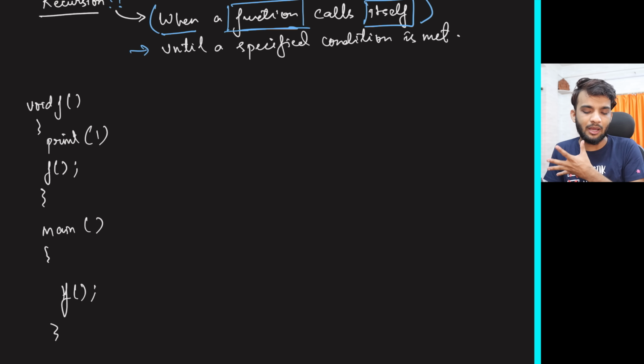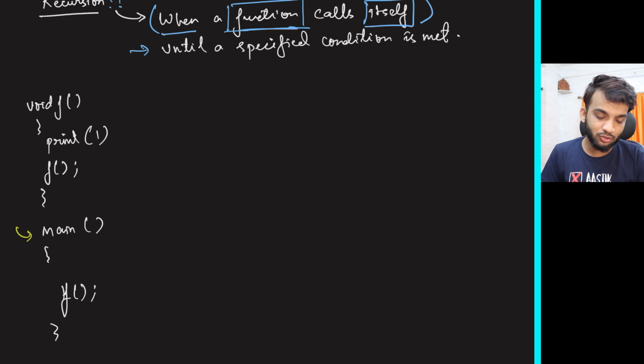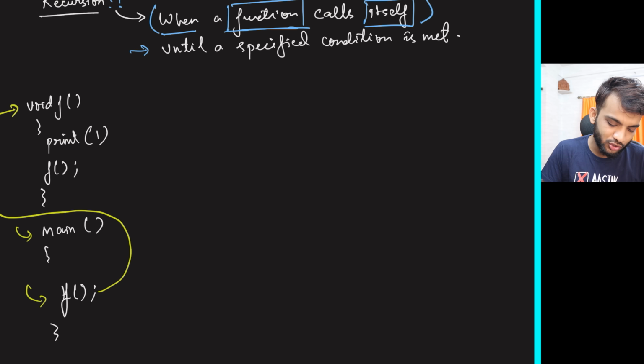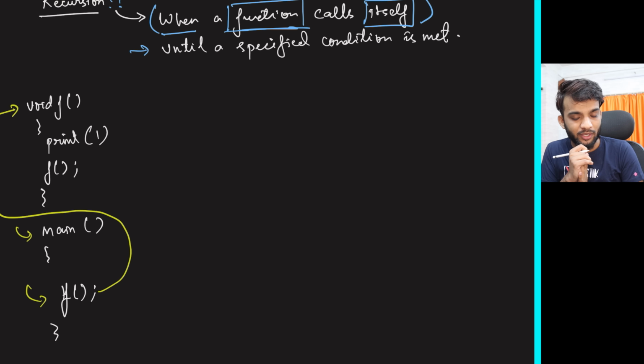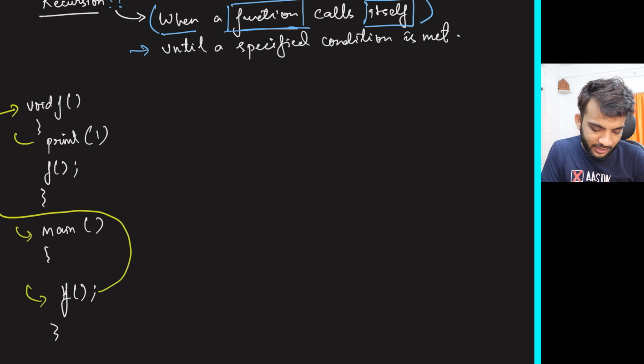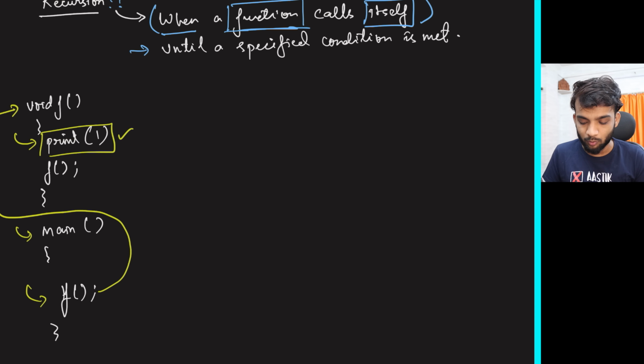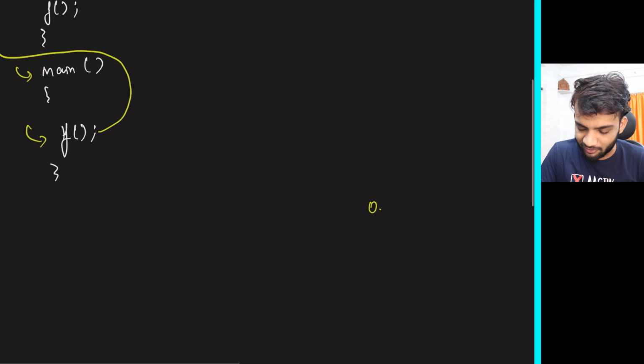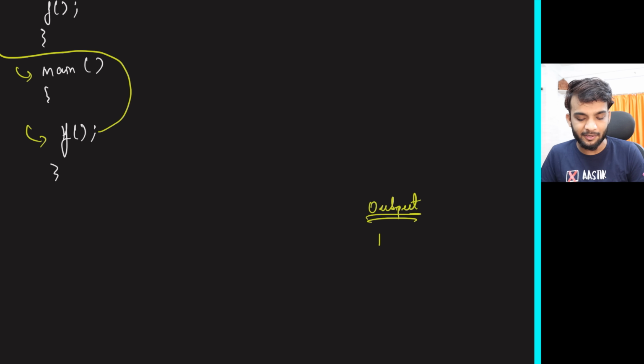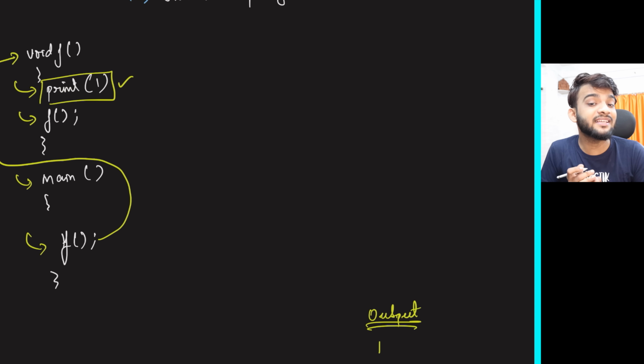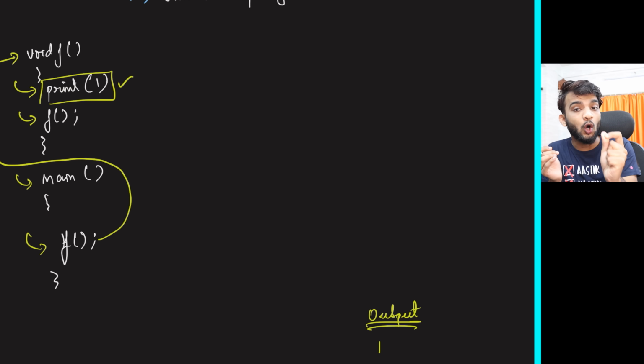So how does the program run? First, the execution comes to the int main. Then it comes to f. Whenever you call the function, it straight away goes and calls this function void f. Now void f goes and prints this line, 1. Yes, it executes this line. So if I have an output screen, at this moment 1 will be printed. After this line is executed, the calling of the function f itself happens.